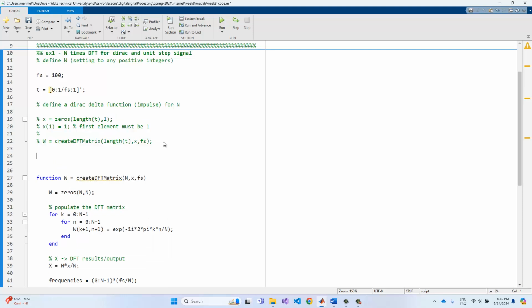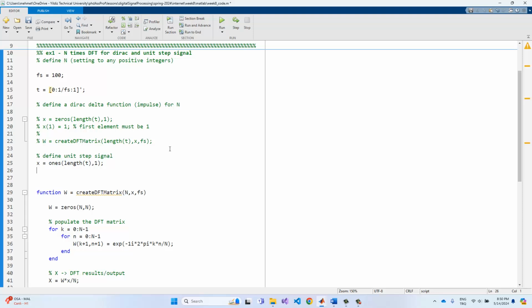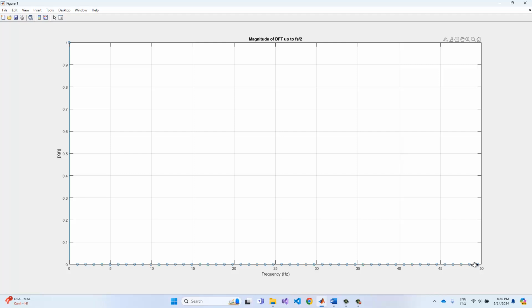But if we create another term in here, for example, define the unit step signal, and so the x must be ones of length t1. This is the unit step signal representation. Okay? And so we can call this function in here. Okay? And so if I run this code again, then we have all the values in here as 0. See? 5 Hertz, 10 Hertz, 15 Hertz, 20 Hertz, 25 Hertz, 30, 35, 40, 45. But we have the 1 value at the 0 frequency, which means that the unit step signal possesses the 0 frequency component in here. Okay?